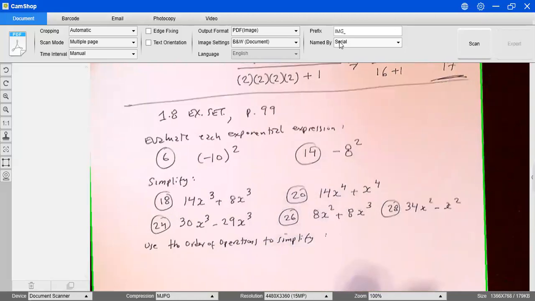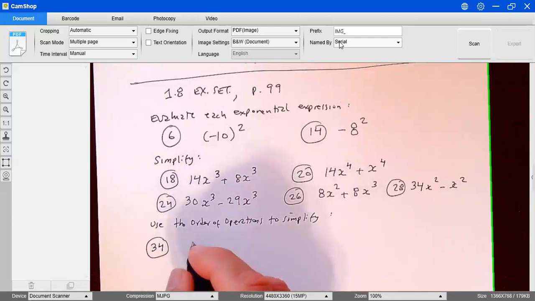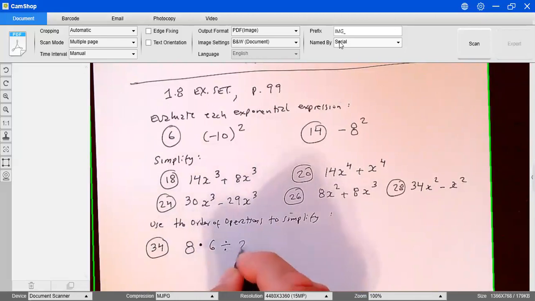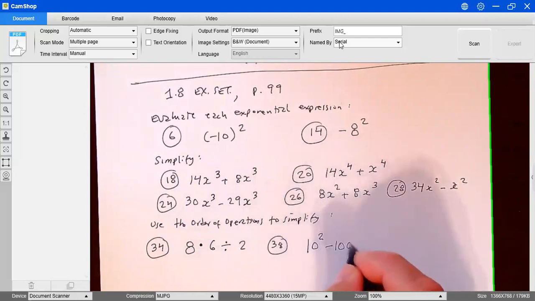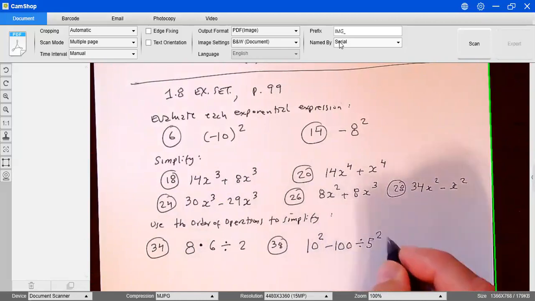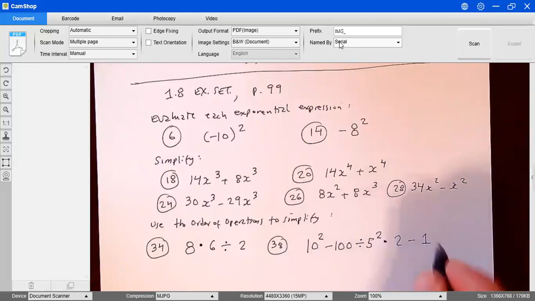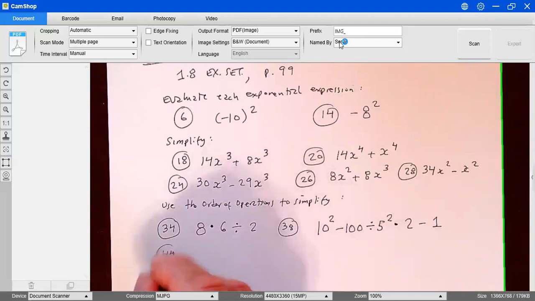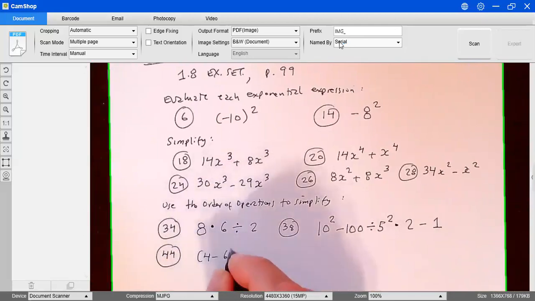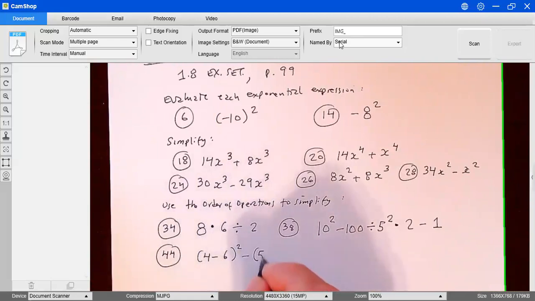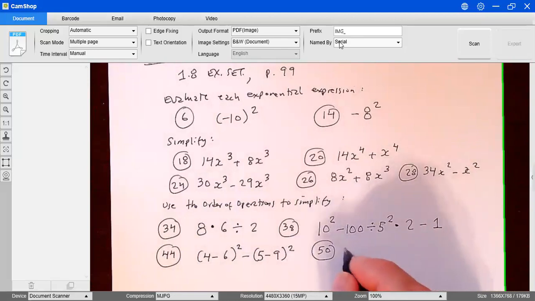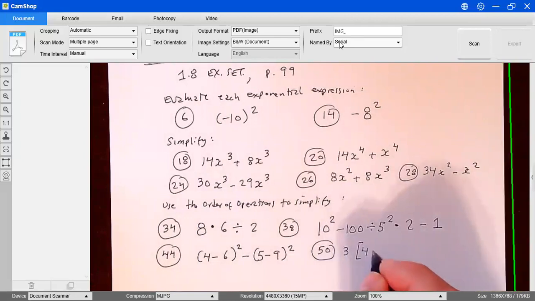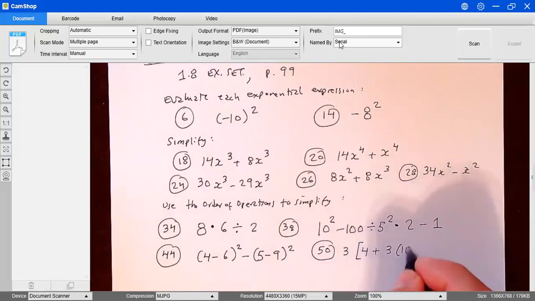each expression. So we have 34 is 8 times 6 divided by 2. 38 is 10 squared minus 100 divided by 5 squared, multiplying 2 and then subtracting 1. Then you have 44 is just 4 minus 6 squared minus 5 minus 9 squared. Then we have 50. This is 3 times 4 plus 3 times 10 minus 8.